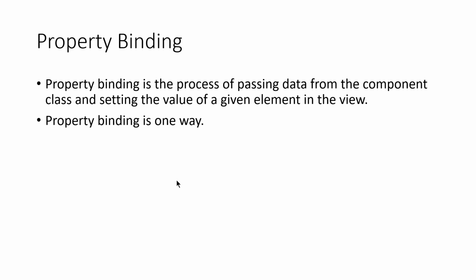So property binding. We've actually seen some uses of property binding already, and sort of skipped over that, but property binding is the process of passing data from our component class and setting the value of a given element in the view. So property binding is one way. So it's information coming from our component and being used in our view.